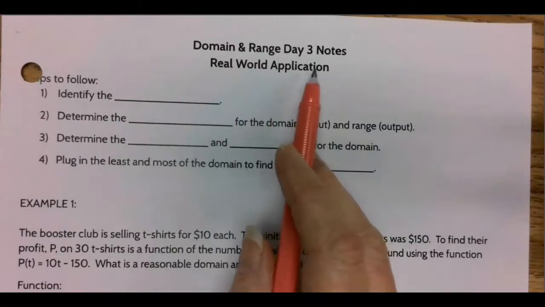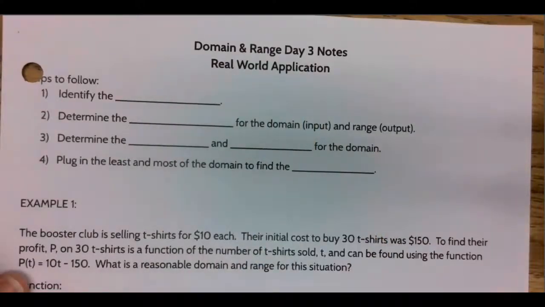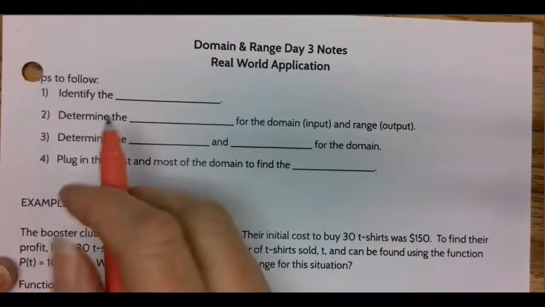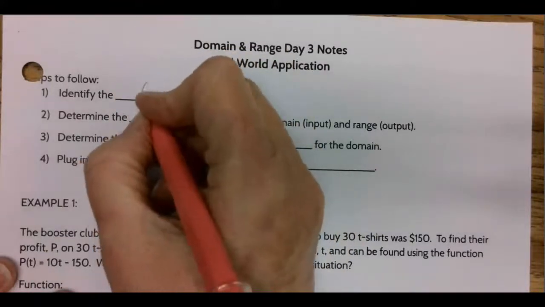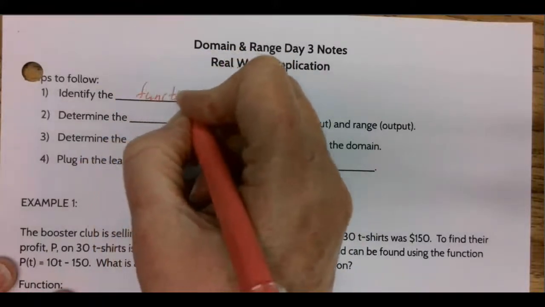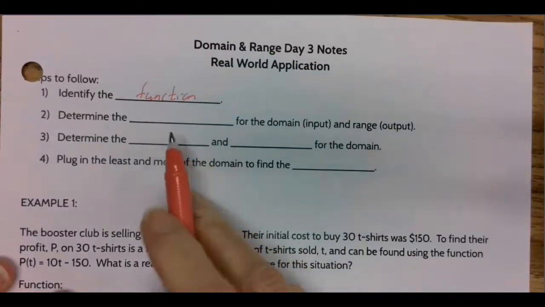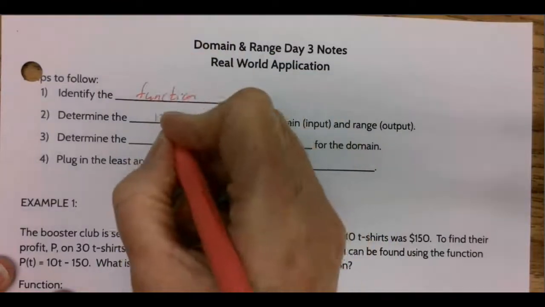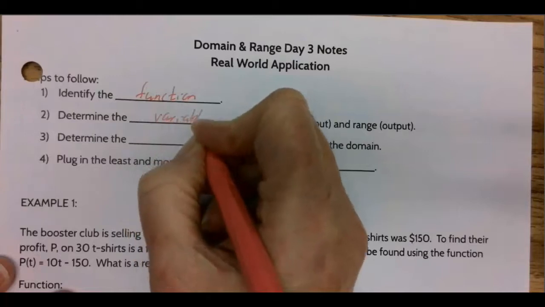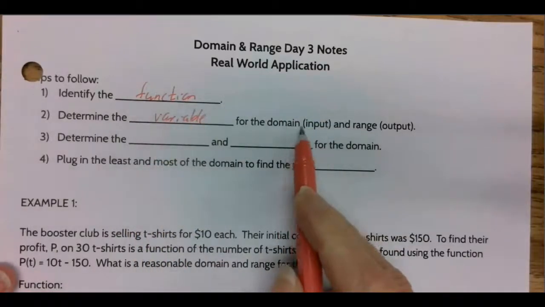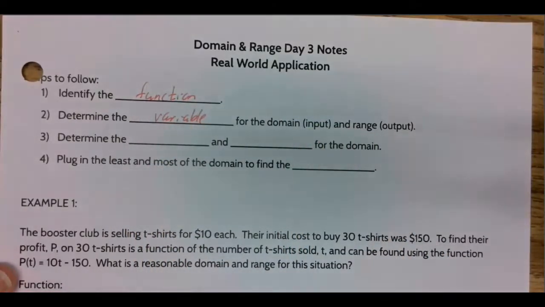Don't be scared by that. This is actually a little easier than what we've been doing. So what we want to do is identify the function. Here's really good news: they're going to tell us what the function is. So that's not too bad. We just have to write it down. We're going to determine the variable, and what's the input and what's the output? We just want to look at that and make sure that we can clearly see what it is.